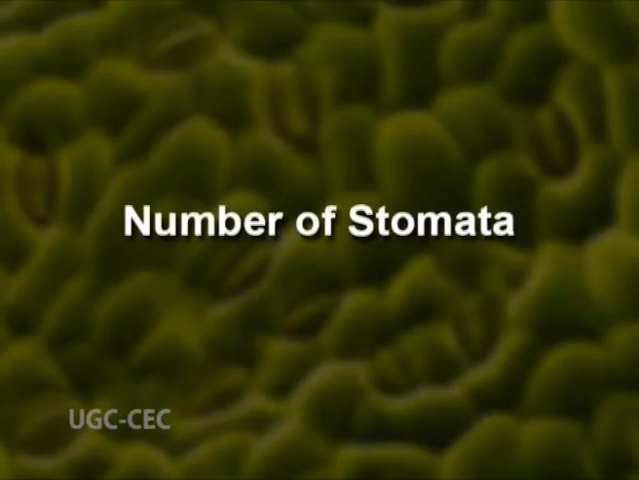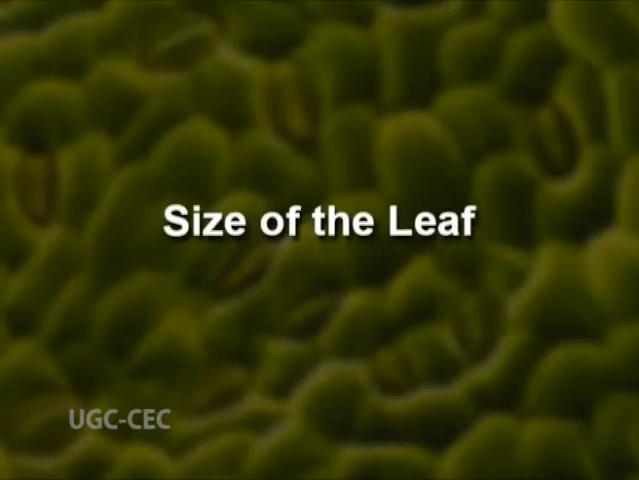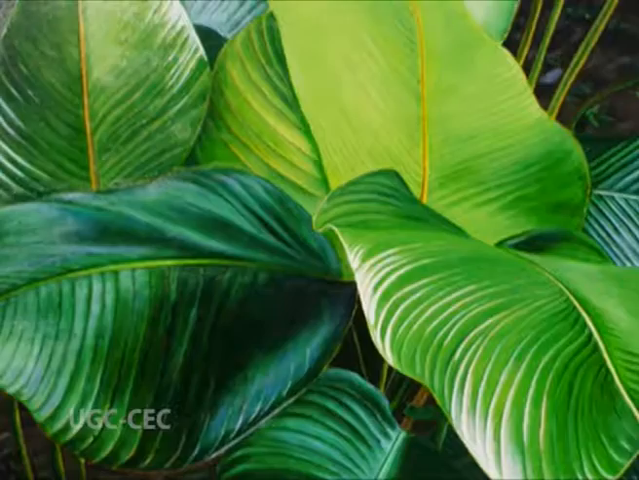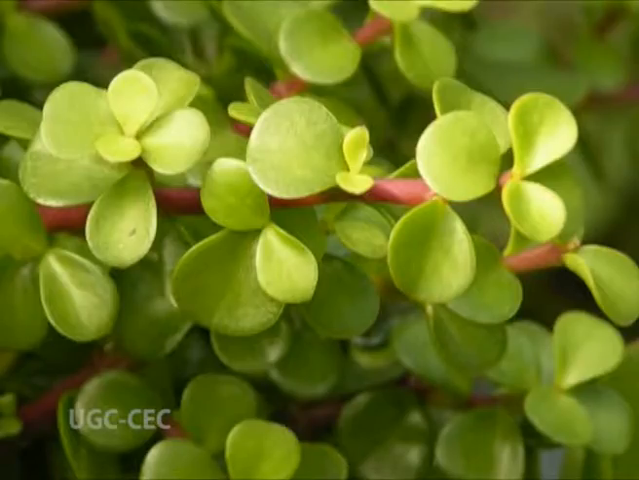Transpiration also depends on the number of leaves. More leaves means a bigger surface area and more stomata for gaseous exchange. This will result in greater water loss. Number of stomata. More stomata will provide more pores for transpiration. Size of the leaf. A leaf with a bigger surface area will transpire faster than a leaf with a smaller surface area.